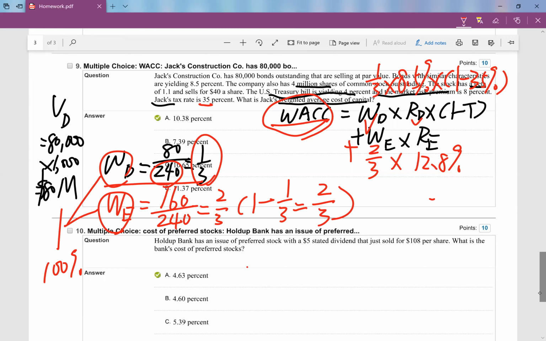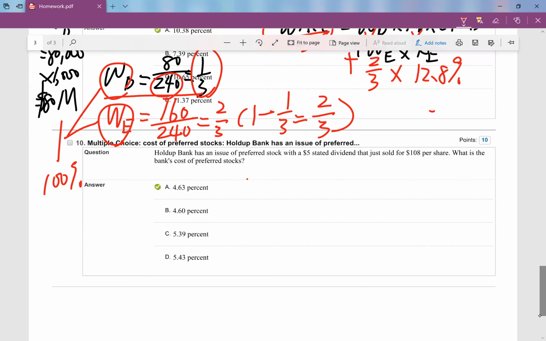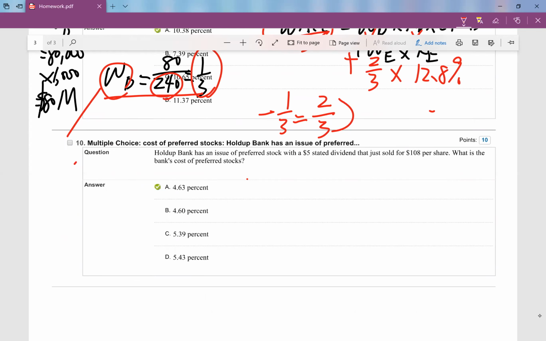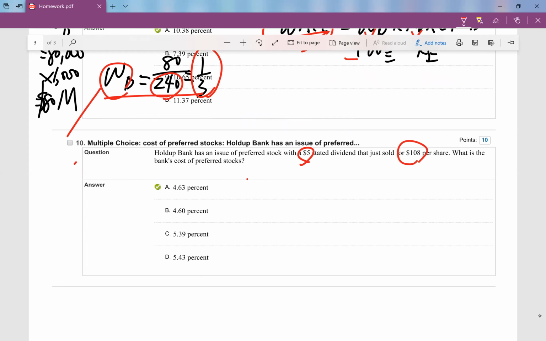Okay, so let's move to question 10. In question 10, we will solve the cost of what? Preferred stock. So what is the preferred stock? Preferred stocks are perpetuities, meaning the dividend will be paid permanently. So every period you will receive a fixed dividend, that's $5 each. And our preferred stock is selling for $108. So our preferred stock cost will be the $5 dividend over $108, so you can solve the cost of preferred stock.